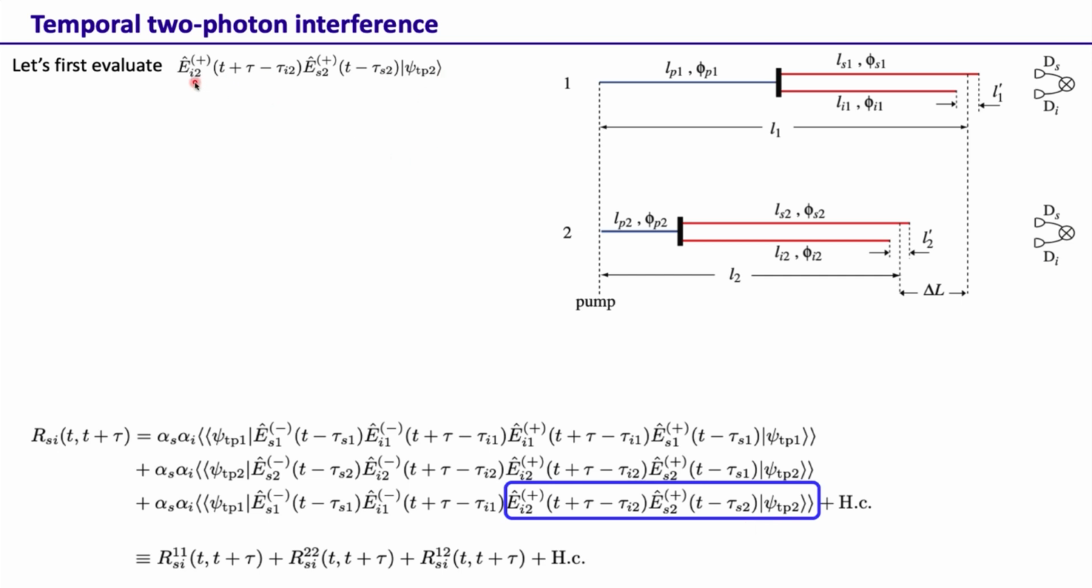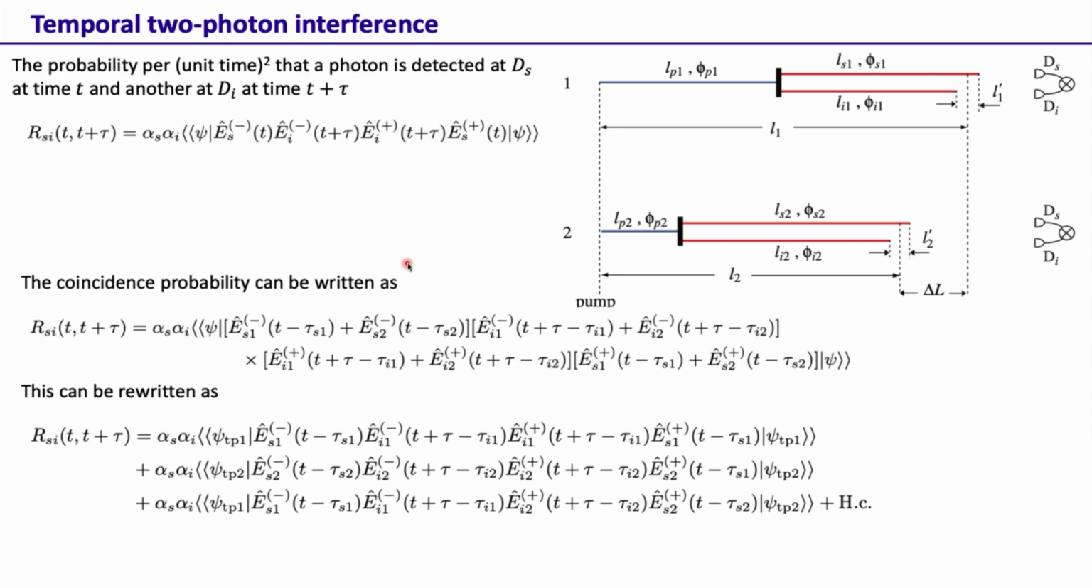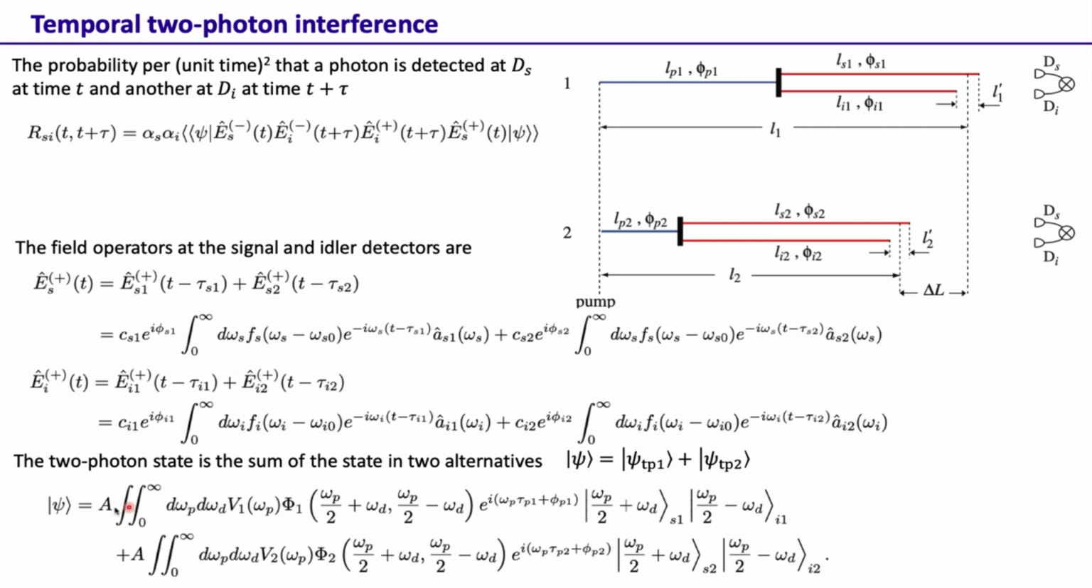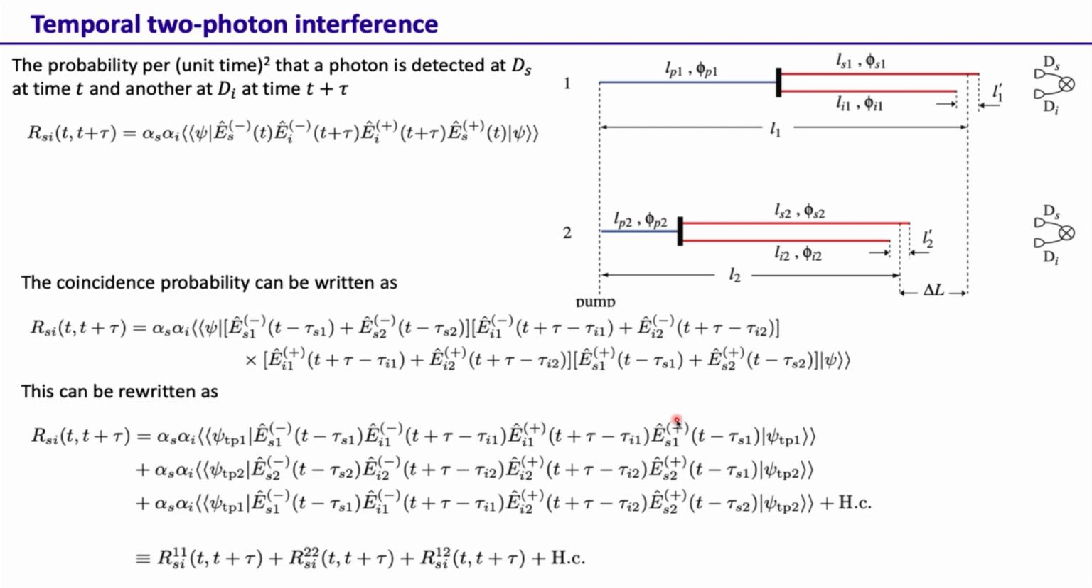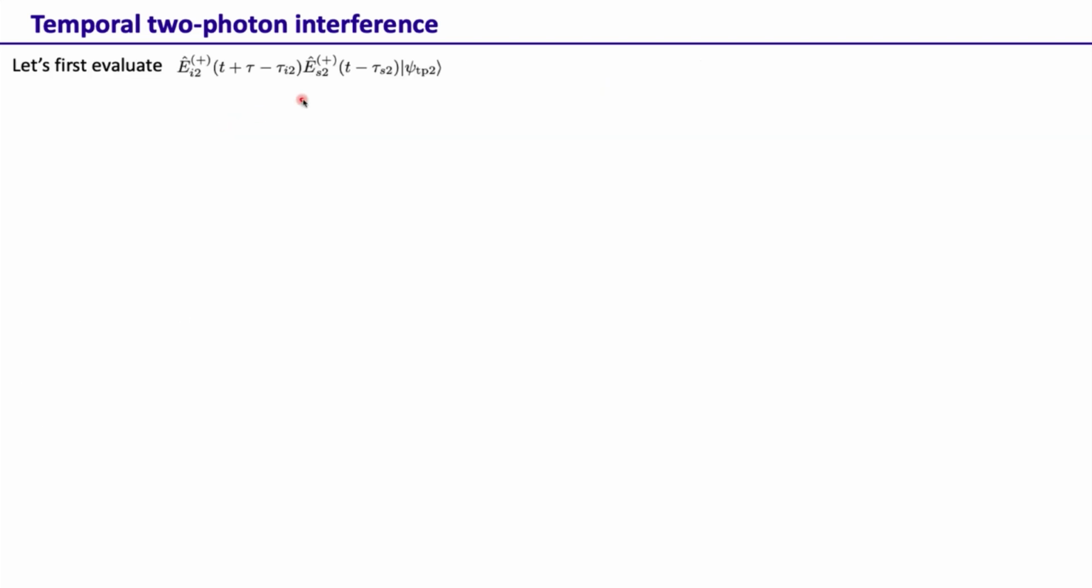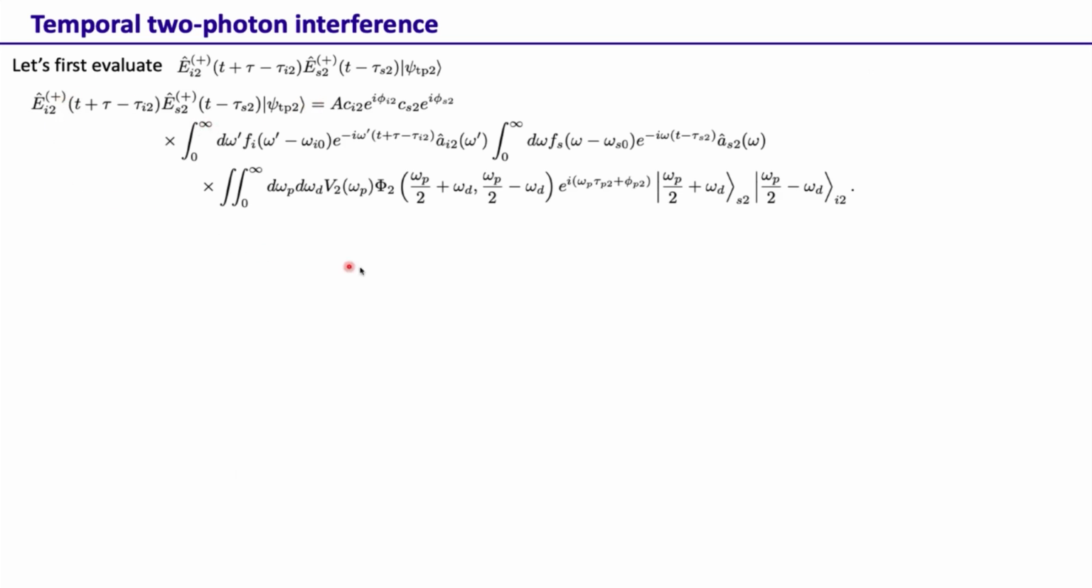We have all the ingredients again: psi TP2, EI2, and ES2. These are all the terms that we already have. That's psi TP2, and these are the expressions for ES2 and EI2 and so on. So we can come here and calculate this. Here we just substitute the expressions for EI2, that's that, ES2, that's that, and then the state in the second alternative, that's that.